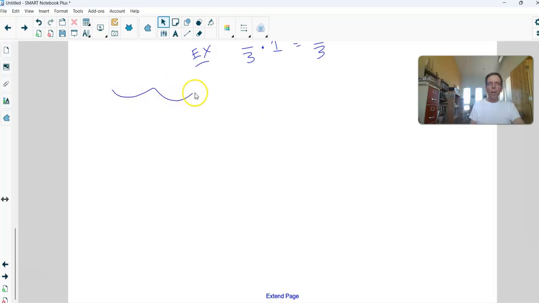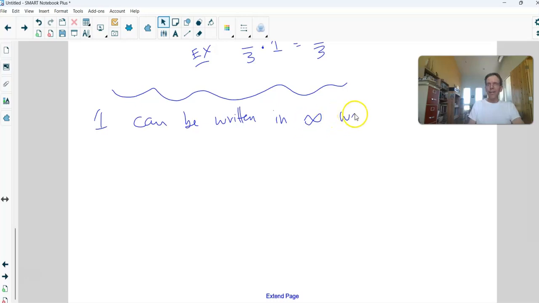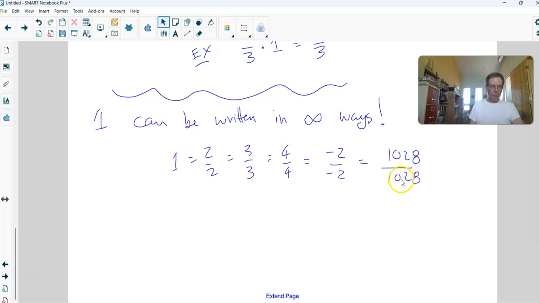Okay. We also found out that when the numerator equals the denominator, we get 1. So 1 can be written in an infinite number of ways, right? I'll just put a little infinity sign. So 1 could be 2/2. It could be 3/3. It could be 4/4. It could be -2/-2. It could be 1028/1028. Okay, so, etc.